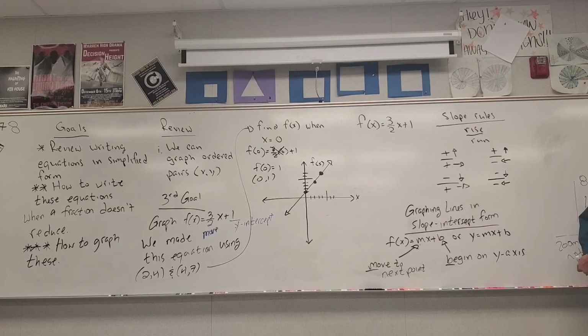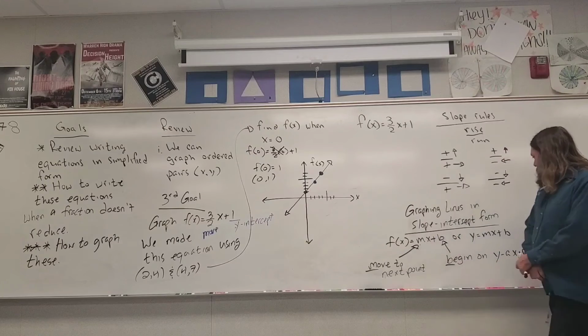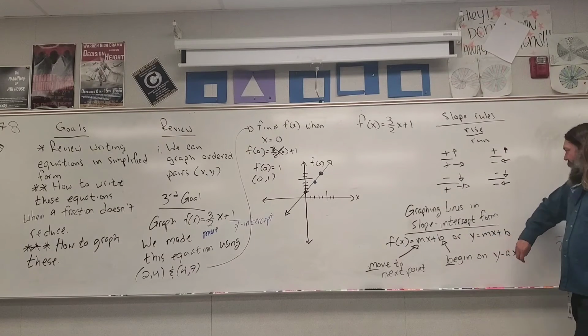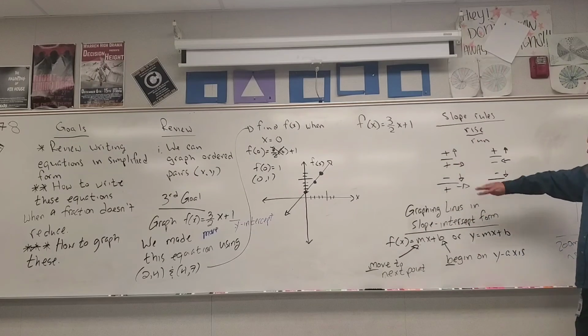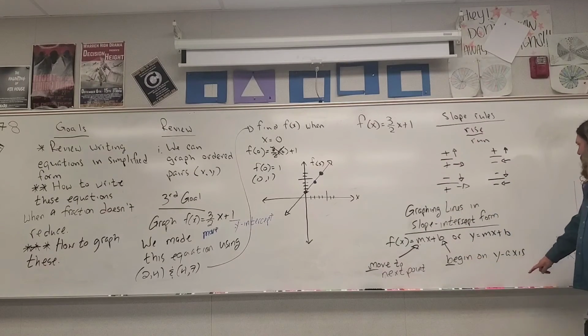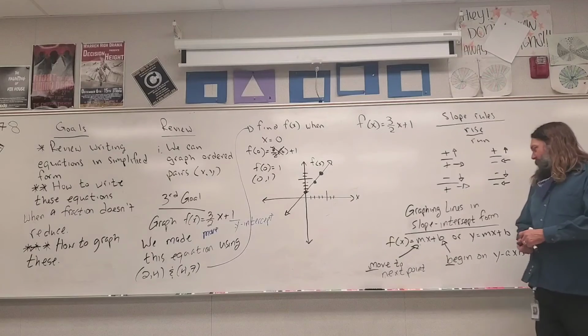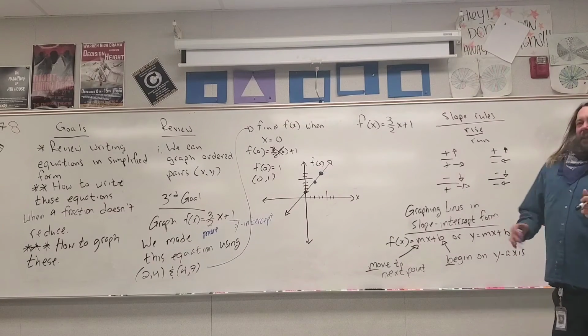And I have the following little explanation. Graphing lines in slope-intercept form, f of x equals mx plus b, or y equals mx plus b. M is how we move to the next point using the slope rules, and b is where we begin on the y-axis. Now I do want to add one more thing that I think will be very helpful.